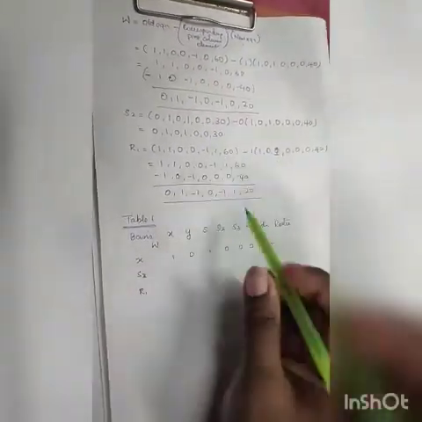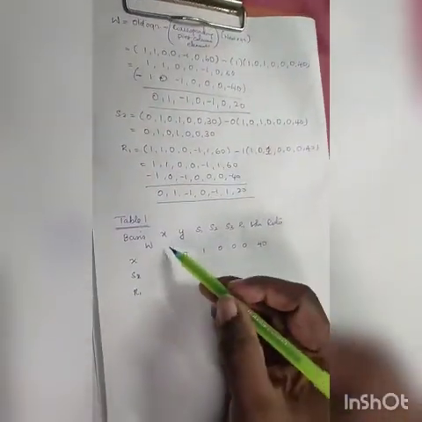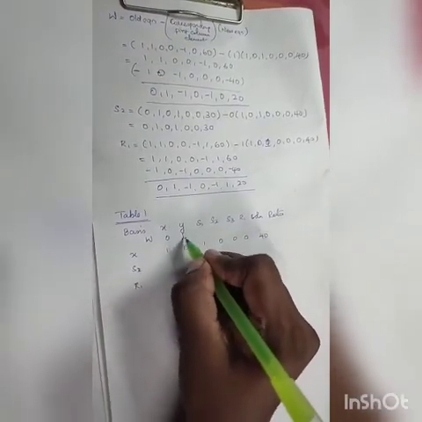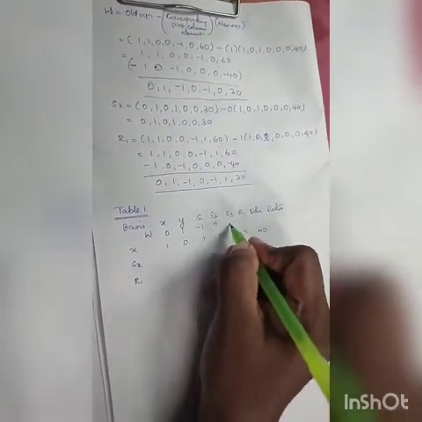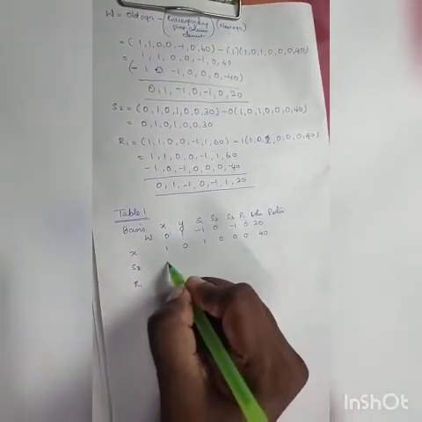Okay, so I've finished my calculation. I have rewritten the table because that is very inconvenient. So here I have my X. I'm going to write my W. Then I'm going to write my S2.